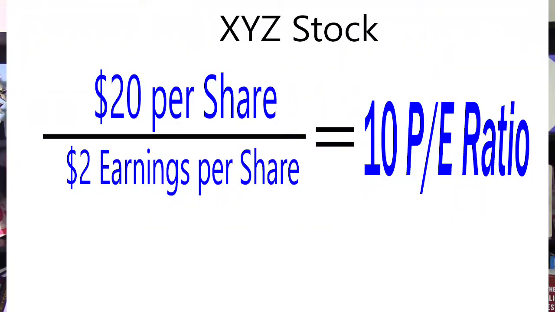Now, let's take a look at company XYZ. This company has a stock price of $20 per share. The annual earnings per share is $2. This will give the company a PE ratio of 10. Now, when reviewing the PE ratio, the magical number is 20. If the PE ratio is between 10 and 20, it can be considered to have good value. Stocks with a PE ratio above 20 can be considered overvalued.